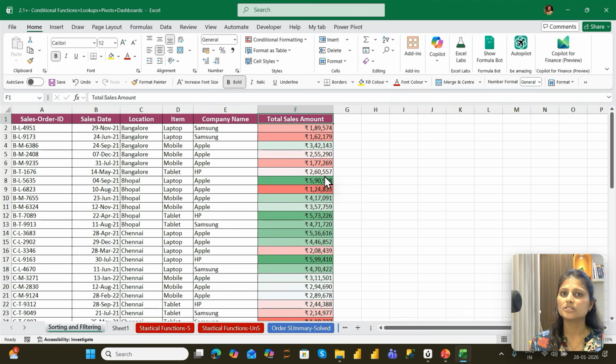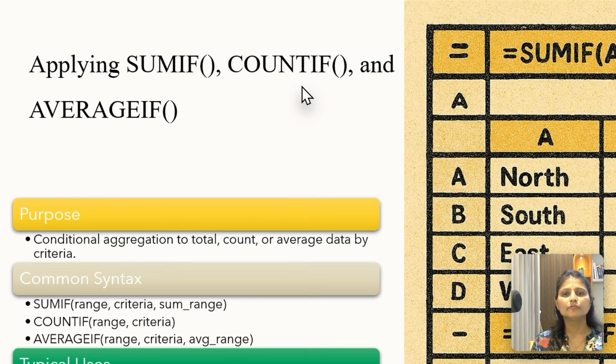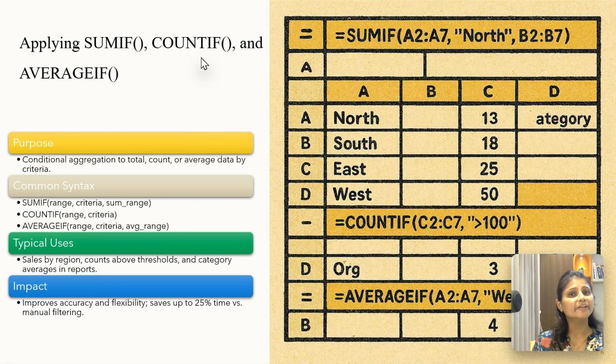Time to move to the next concept, called working on statistical functionalities, where you're giving criteria and then you're counting something. Let's explore this. So how do we utilize these advanced formulas for our dynamic report? Again, there are a few formulas like SUMIF, COUNTIF, AVERAGEIF, and as the name says, they really help you to do aggregations on your data with respect to your conditions. So I can give criteria and then I can add with respect to that criteria, count with respect to that criteria, and find out the average with respect to the criteria.